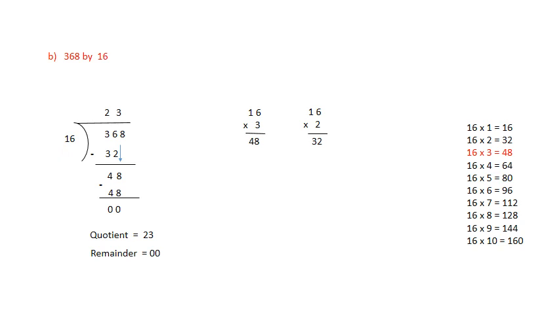Here 1 is there, here 3 is there. So we have taken the 3 table. We got the answer 48, but 48 is more than 36. So we have taken 1 less, which is 2. So 16 twos are 32. Yes, 32 can be done here. So we have taken 16 twos are 32. Like this way we have done the sum.